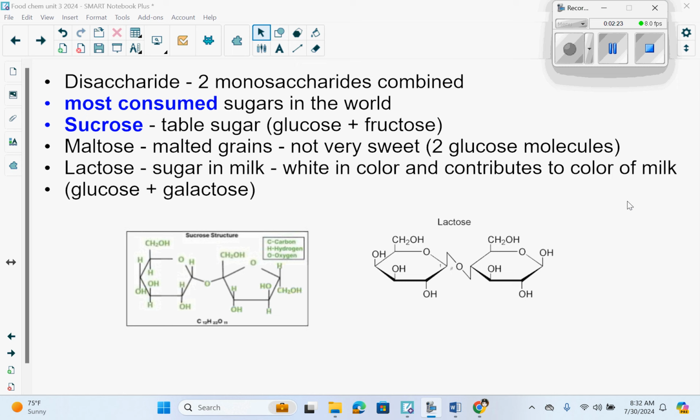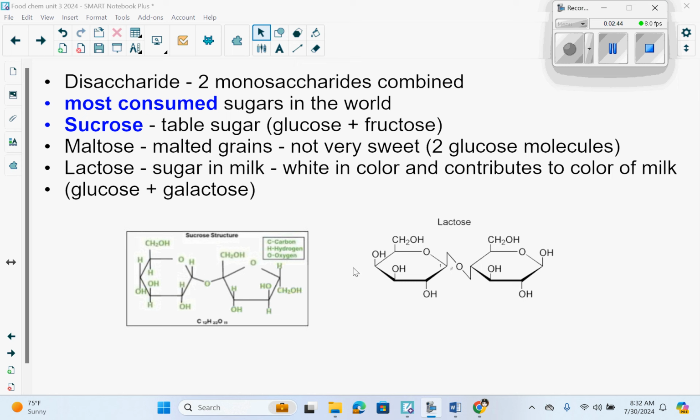Disaccharides are 2 monosaccharides combined. These are the most consumed sugars in the world. An example would be sucrose, right? That's your table sugar. So that is a combination of glucose and fructose, so they're connected together. Maltose is found in malted grain, so it's not very sweet. These would be 2 glucose molecules connected together.